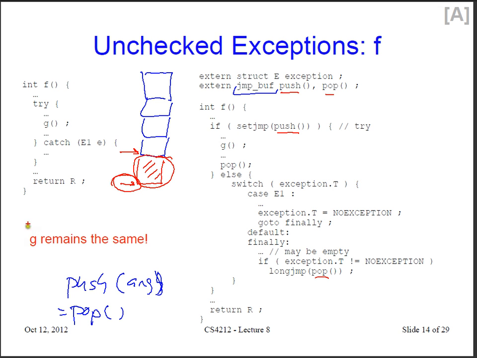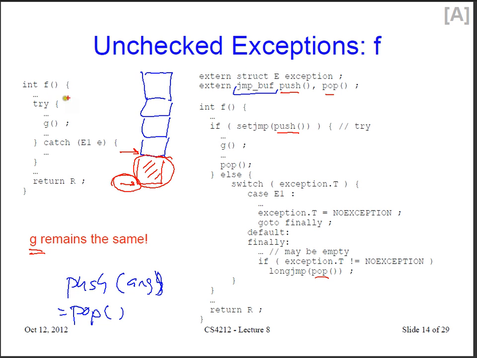Notice that what's going to happen is g doesn't need to be aware that any exception is being thrown. So that's really good news. It's a lot more modular in this respect. So g remains the same, as in the initial C version of a function that returns int and just calls h inside.